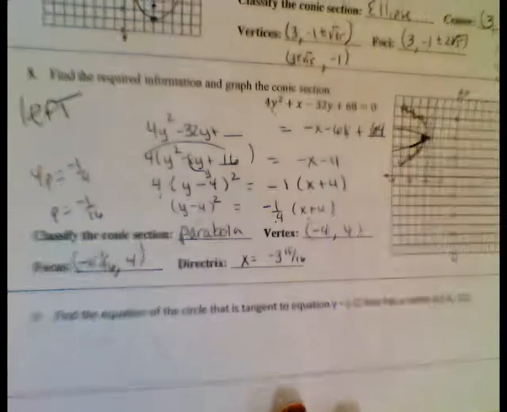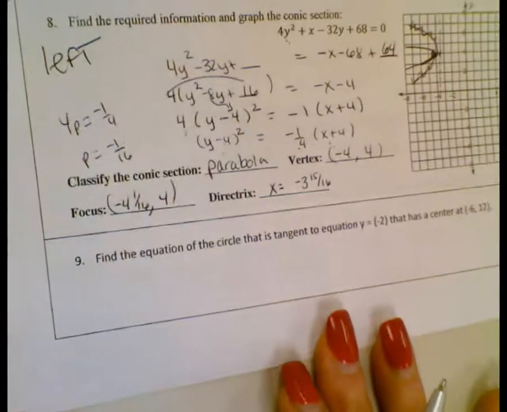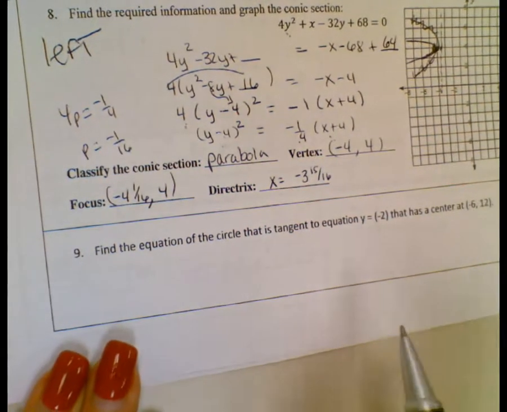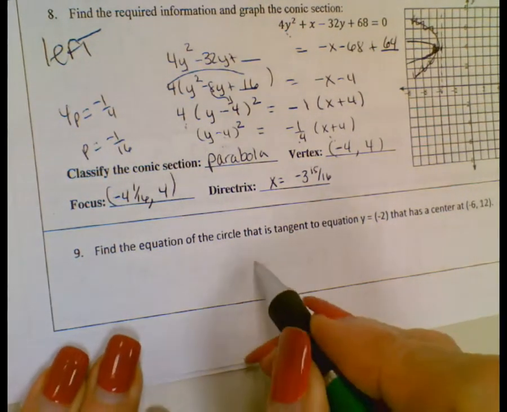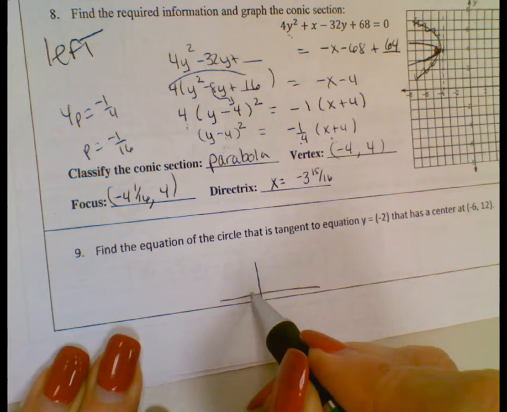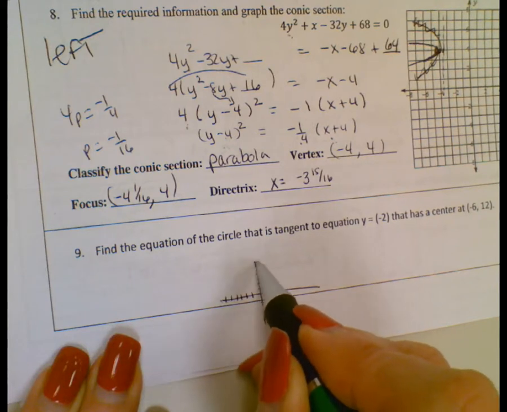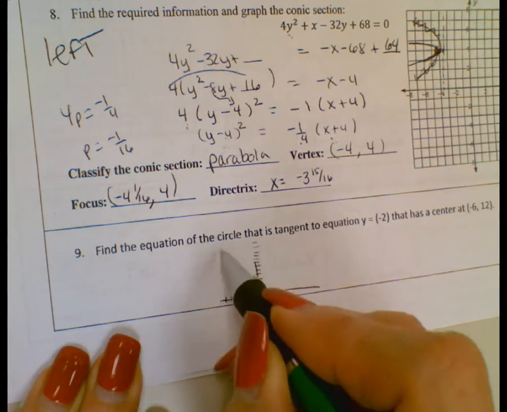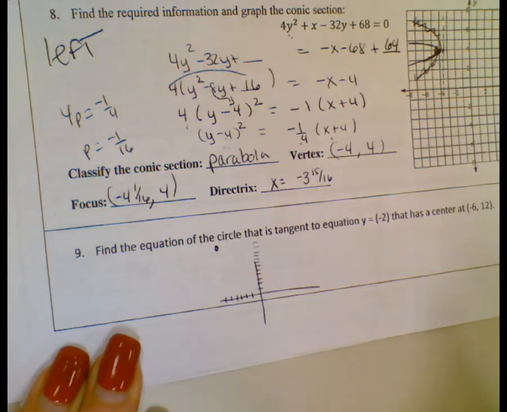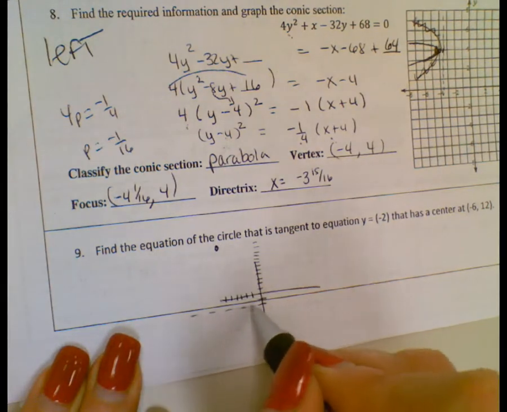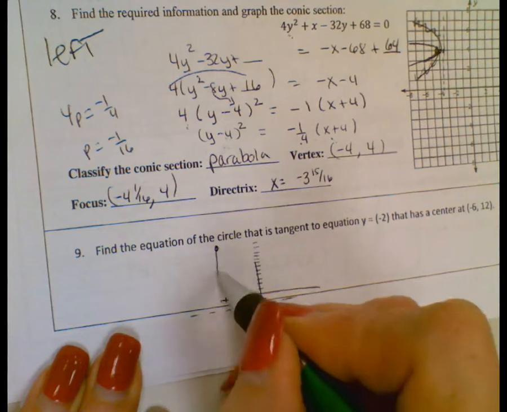Okay, 9. Find the equation of a circle that is tangent to the line y equals -2 and has a center of (-6, 12). All right, center is (-6, 12). 2, 3, 4, 5, 6. 1, 2, 3, 4, 5, 6, 7, 8, 9, 10, 11, 12. That's the center. And it's tangent to the line y equals -2, which is down here. That means your circle has this radius.